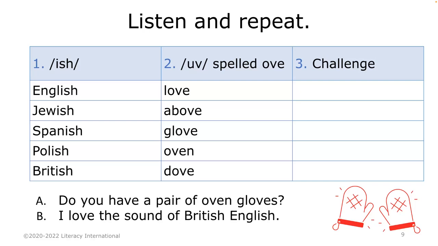But we usually go through, for example, with the sound ish, and we do a bunch of ish words: English, Jewish, Spanish, Polish, British, of, love, above, glove, oven, dove. And then we practice with a couple of sentences using those. Do you have a pair of oven gloves? I love the sound of British English. And so it gives students a few opportunities to practice those.